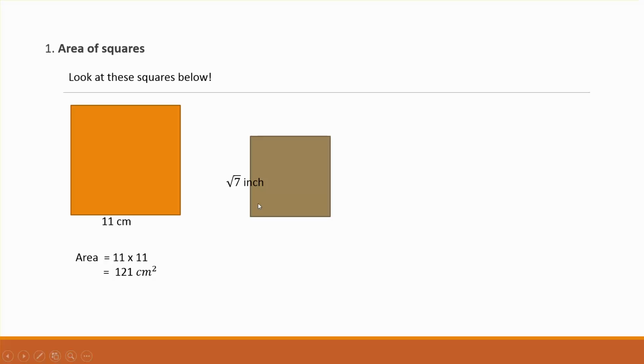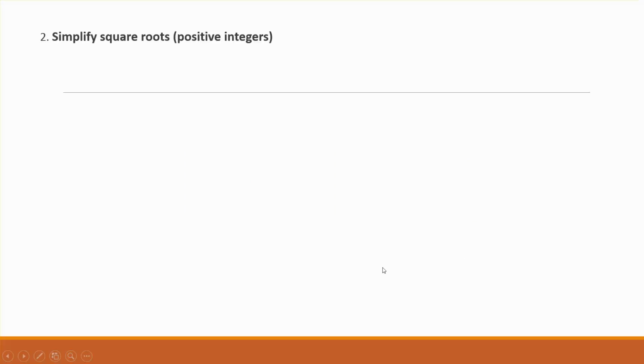And then the second example, the square has side length square root of 7 inch. Same with the previous example, the area is equal square root of 7 times square root of 7 or equal square root of 49. And the result is 7. Inch square is the unit of this area. The last example, the square has side length A. So the area is equal A times A or equal A square. This is the first prerequisite material. Now I move to the second one.